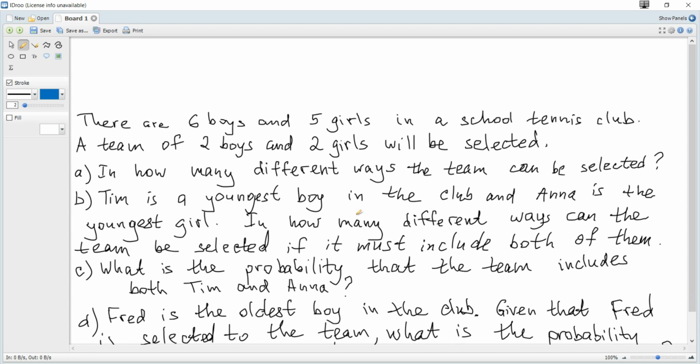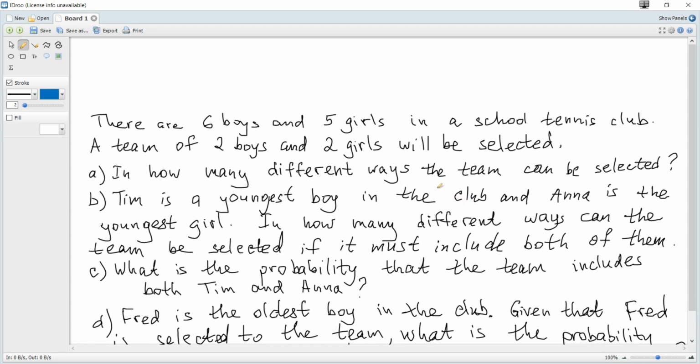And the question is: is it a number of combinations or a number of permutations? Since we need 2 boys and we don't distribute some duties between them, it will be a number of combinations, not permutations. If the question were to choose 2 boys and make one player number 1 and the other player number 2, it means that we distribute some duties between them and it would be a number of permutations. But here we choose indistinguishable objects, and order doesn't matter here.